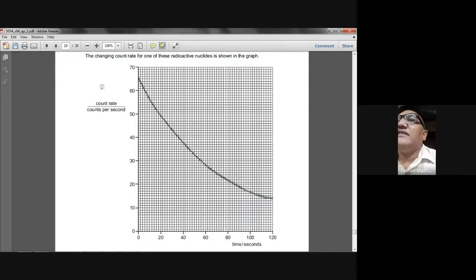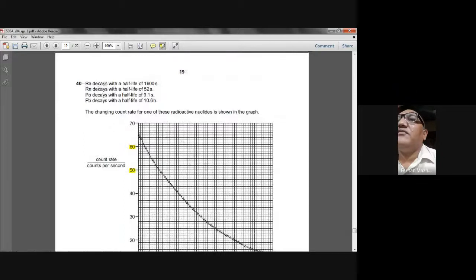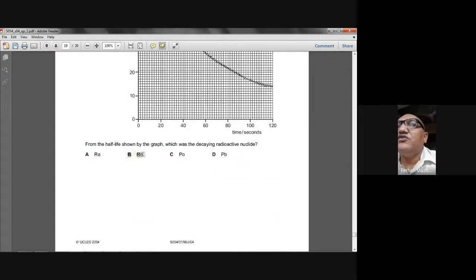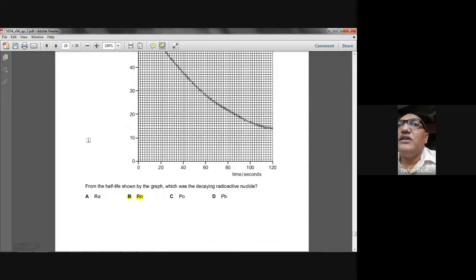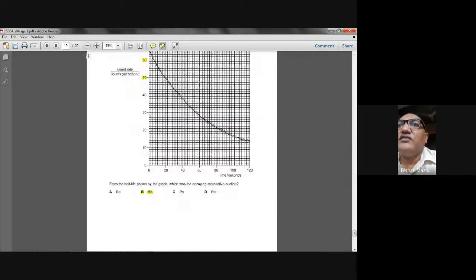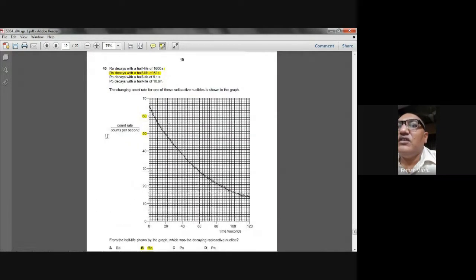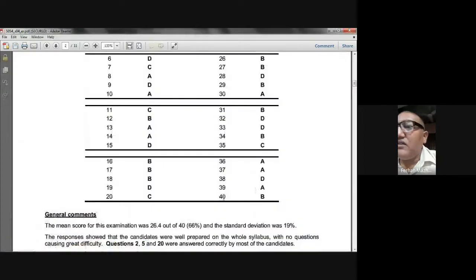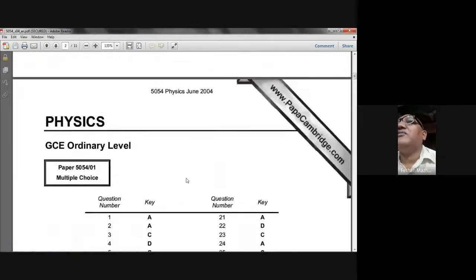So which one is the right answer? 50 something seconds. This one. It has a half-life of 50 something seconds. The rest are not near it. So I think the Rn, B, looks the best option. Let me reduce the size so you can see the whole question. I think B is the right option, and I hope you understand how we have done it. Question number 40, B is the right option.